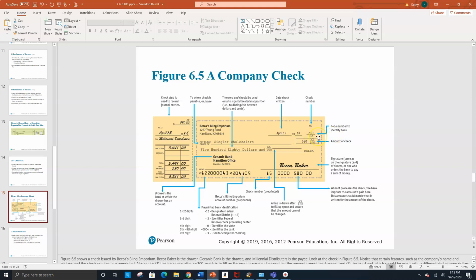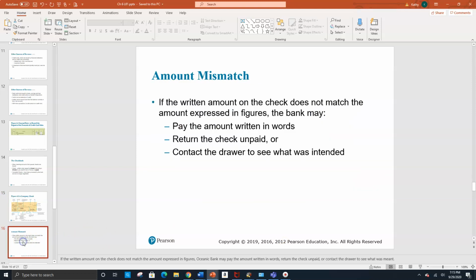This is the code to identify the bank, the check number, the date of the check, the account number. This is the routing number here. And a line here is important so they can't add anything additional. And when it processes the check, the bank imprints the amount paid here. Okay, so just some notes about a check.